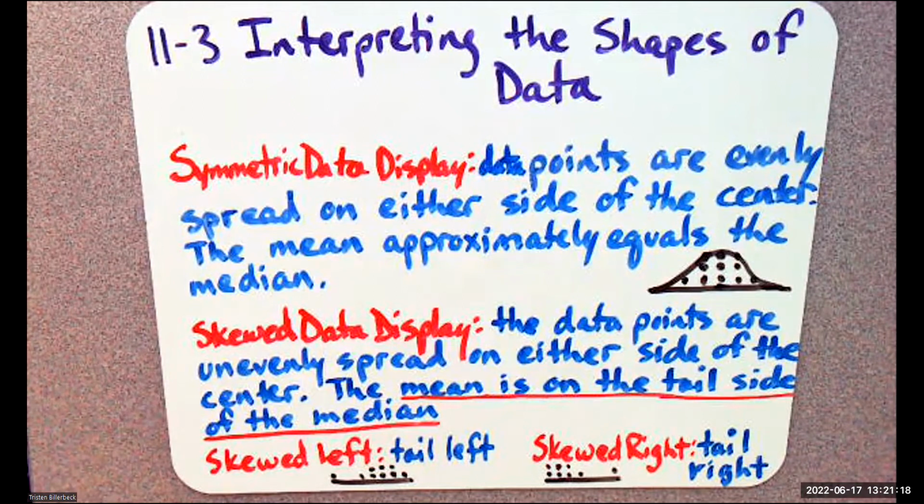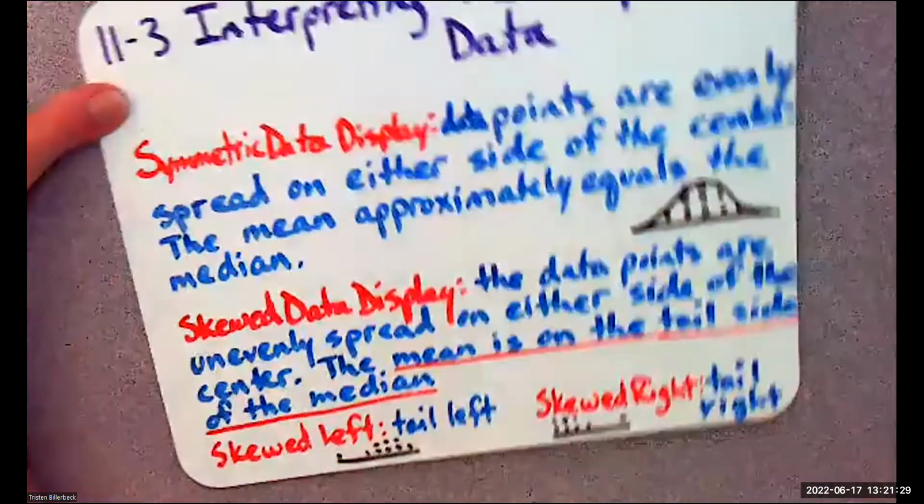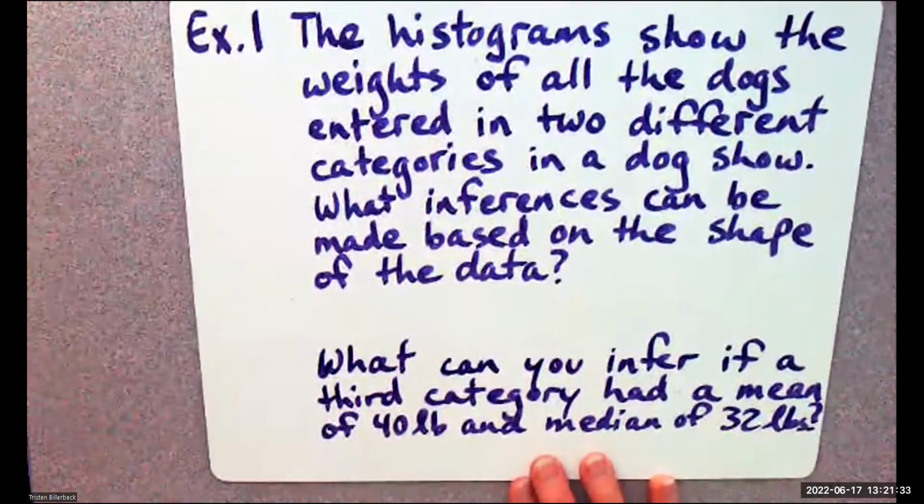All right, so let's take a look at what that data means. The important thing to take from this is the mean is on the tail side of the median. That's why it's skewed toward the tail.